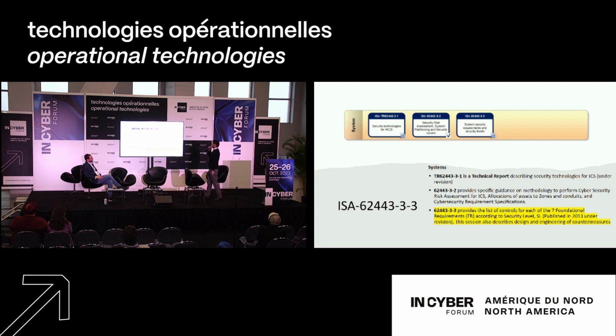3-2 of the standard gives you guidelines to perform cybersecurity risk assessment. It also allocates zones and conduits. If you don't know what zones and conduits are, we'll talk about it in the next slide. And then the cyber requirement specification. This is very important. In 7 minutes, I just cannot explain what CSR is.